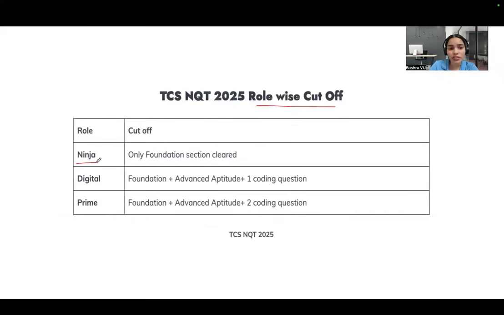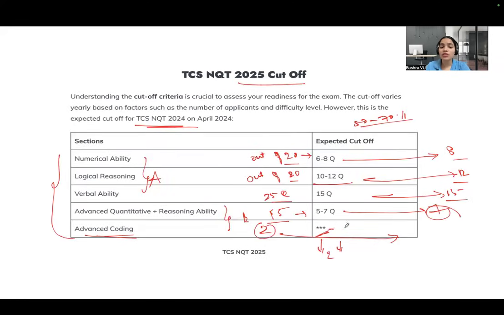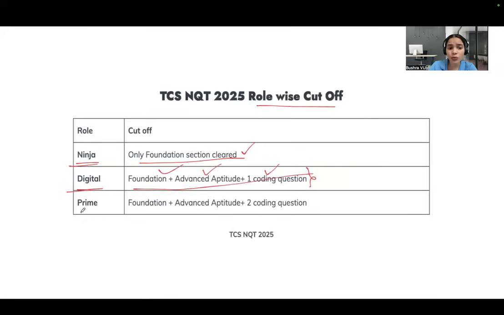See, if you want the Ninja role, only the foundation section should be cleared. If you want Digital, then you have to clear foundation, advanced aptitude, plus at least 1 coding question. So this is what we were talking about here. Volatility is also deciding your role. It is deciding your role in this section. If you want the Prime, then you should be able to solve both coding questions, advanced aptitude and foundation.